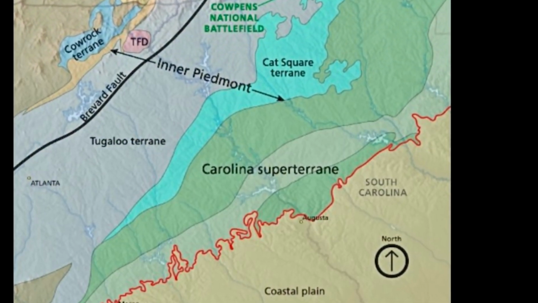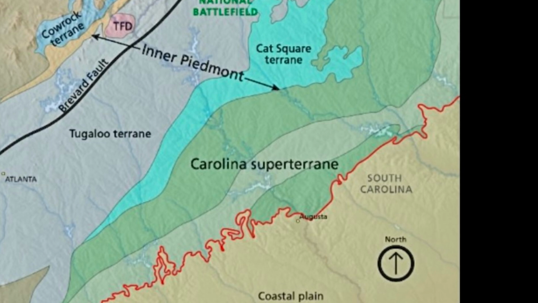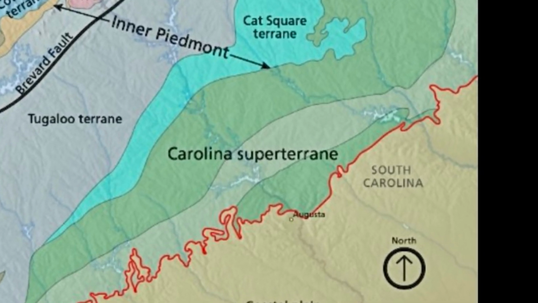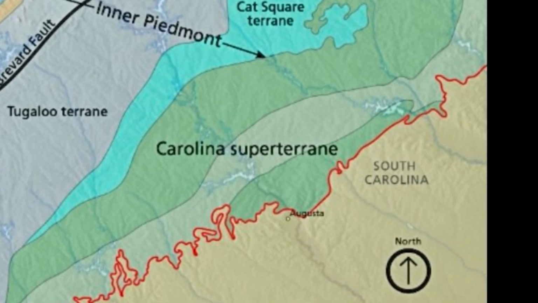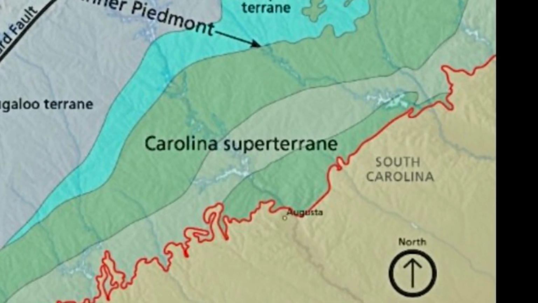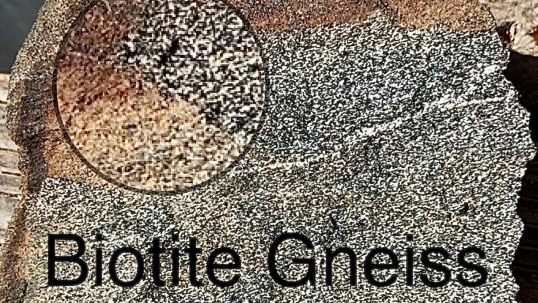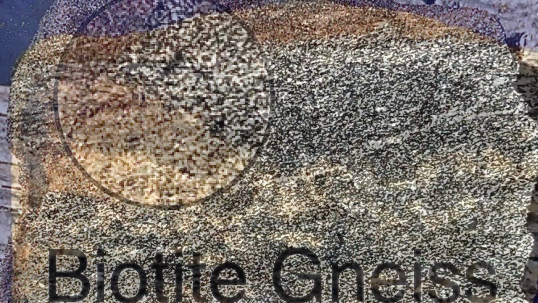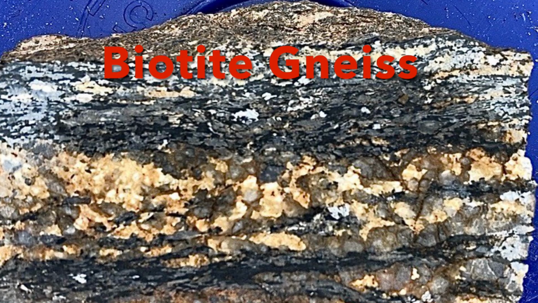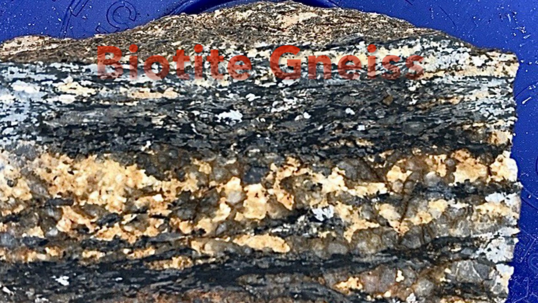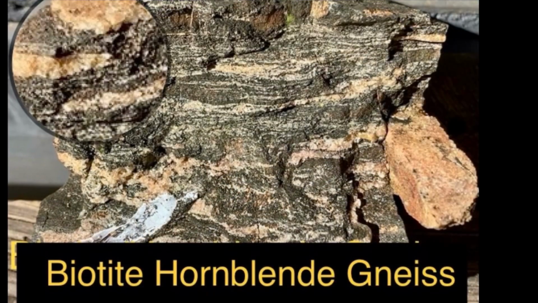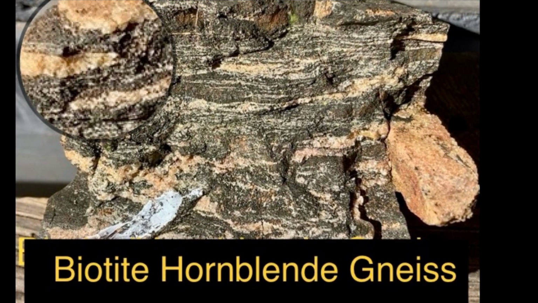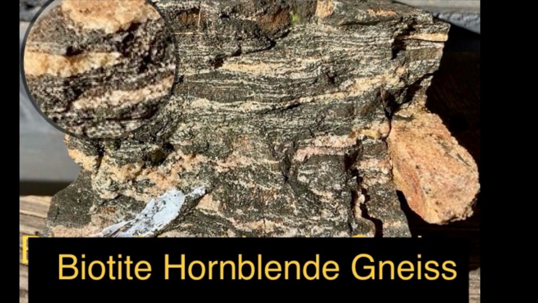The Carolina superterrane that's located in North Carolina, South Carolina, and Georgia is a good example of ocean crust subducted beneath ocean crust. The Carolina superterrane is loaded with biotite gneiss and biotite hornblende gneiss. These are metamorphic rocks that began as diorite and andesite, both intermediate volcanic rocks.